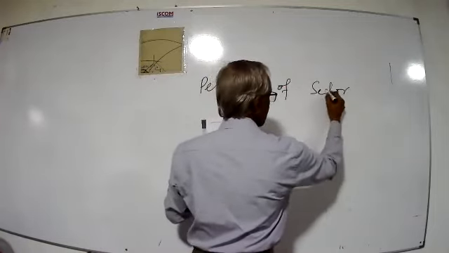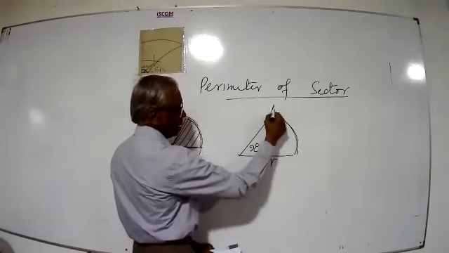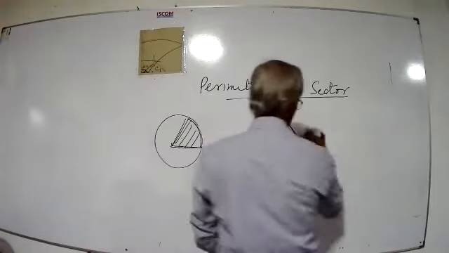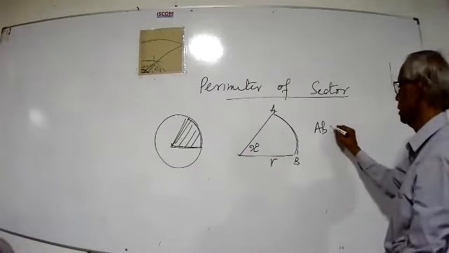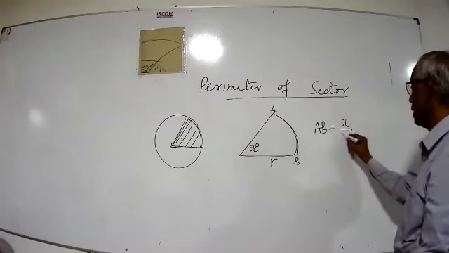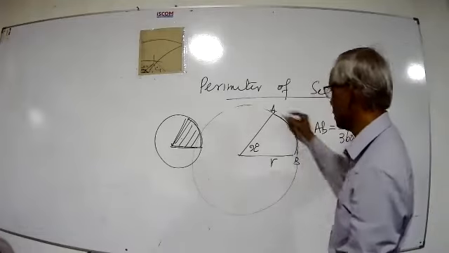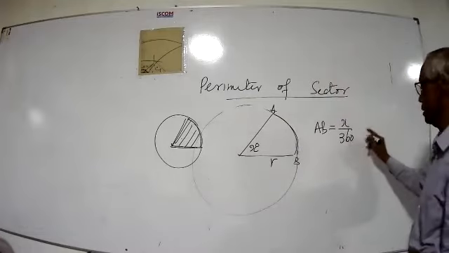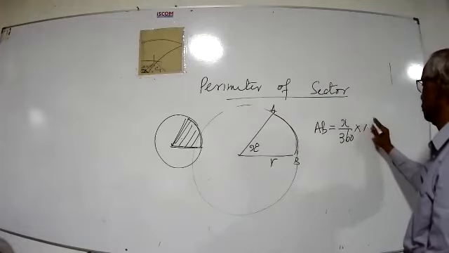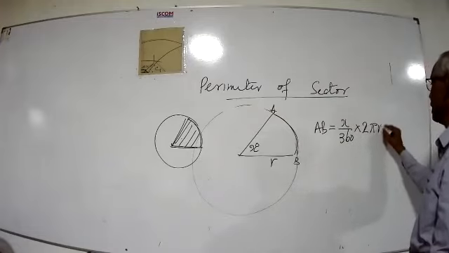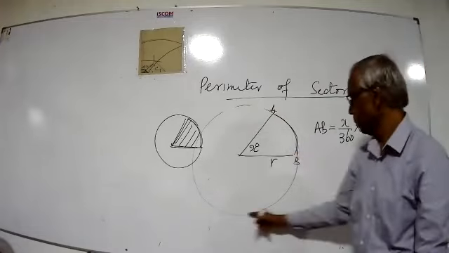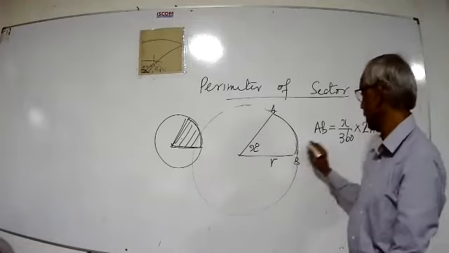If the angle of the sector is x and the radius is r, then the length of the arc AB equals x upon 360. Next, the circle again, what fraction of this circle? That angle, into 2πr. 2πr is the perimeter of the full circle.